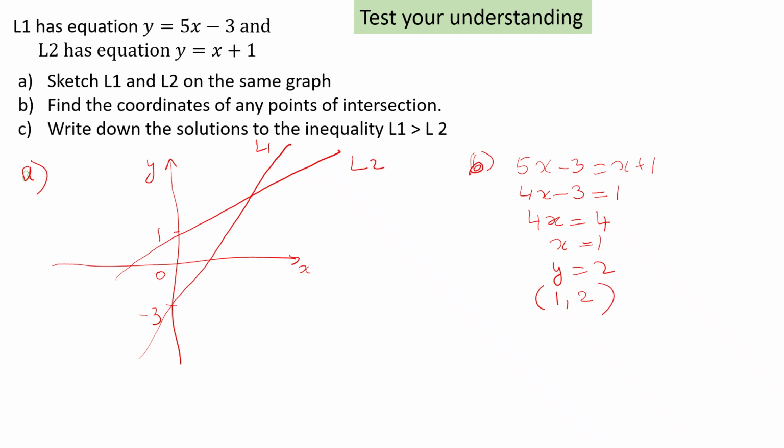So third part, write down the solution to the inequality L1 greater than L2. L1 is greater than L2, which is this part. The coordinate is 1, 2. So x greater than 1. The inequality is x greater than 1.